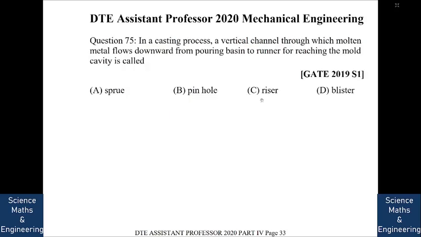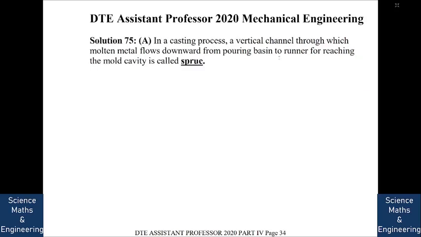Next question. In a casting process, a vertical channel through which molten metal flows downward from the pouring basin to the runner for reaching the mold cavity is called, so it is known as sprue.